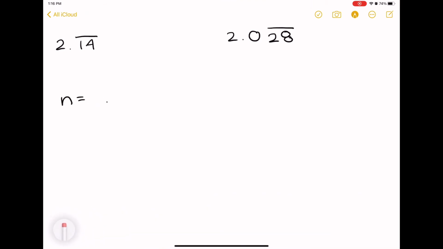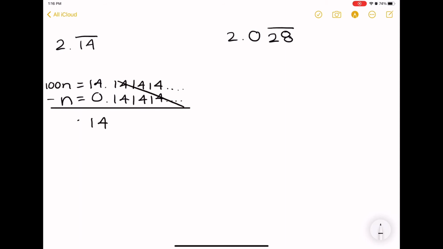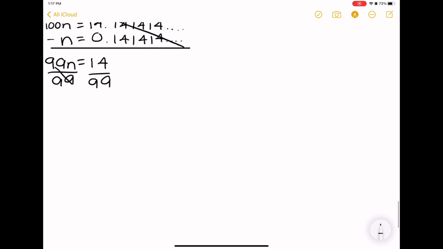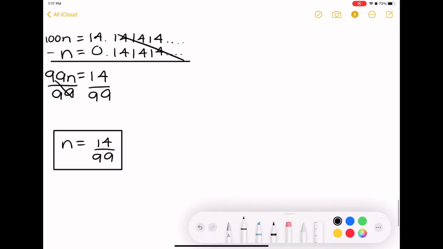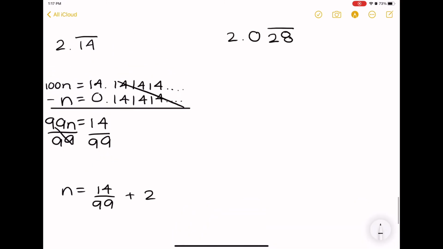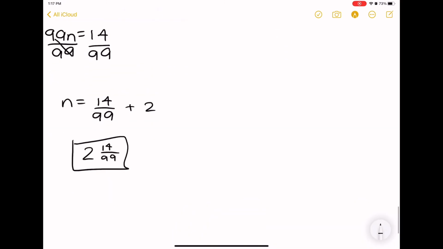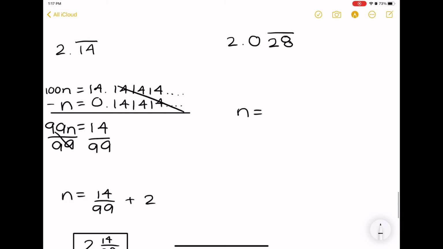Now for the next two, I went ahead and added the 2 later. But you could have done it either way. So first, n is equal to 0.1414 and 100n is equal to 14.1414. The part after the decimal cancels out, so you'll get 99n is equal to 14. So then you divide by 99, and you'll get n is equal to 14 over 99. And that's the simplest version. And remember to add the 2 for the whole number because it said 2.14, not just 0.14 repeating.